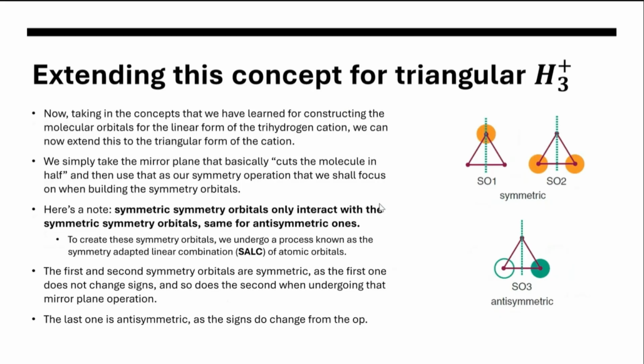So, to create these symmetry orbitals, here's a side note, we can undergo a process known as the symmetry-adapted linear combination of atomic orbitals, known as SALC. Now, as I said, the first and second symmetry orbitals are symmetric, as they don't change signs when reflected along that mirror plane. But the third symmetry orbital is antisymmetric, since the signs do change.